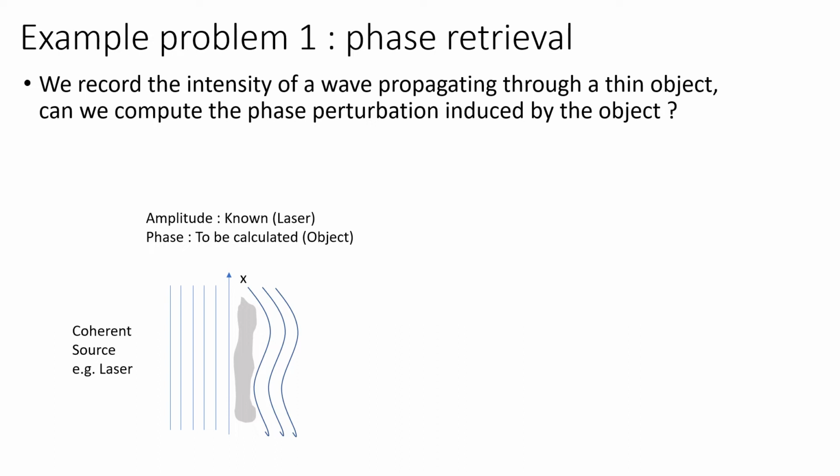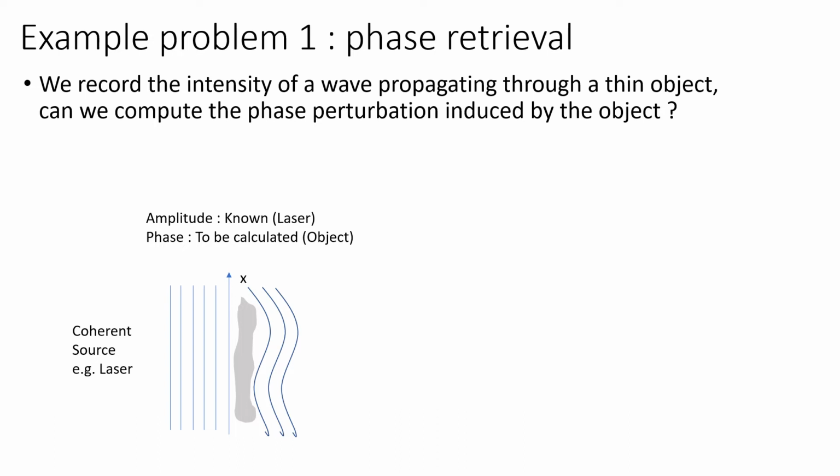Since this is a transparent object, the amplitude is not really affected. But because the refractive index of our object and the thickness is varying in space, the phase is now perturbed. The object is perturbing the phase of our laser beam quite significantly, and we would like to calculate it. So at this plane, we now have partial information. We know the amplitude of the laser beam, but we no longer know what the phase is, and we'd like to calculate it by doing a measurement.